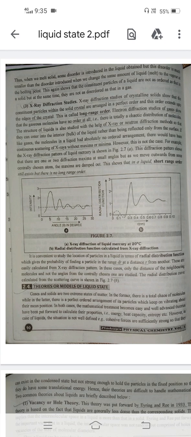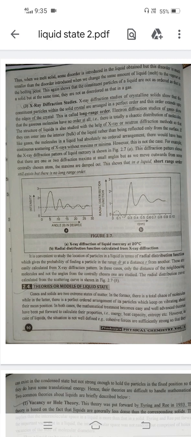2.4 Theories or models of the liquid state. Gases and solids are two extreme states of matter. In the former, there is a total chaos of molecules, while in the latter, there is a perfectly ordered arrangement of particles which keep on vibrating about their mean positions. In both cases, the mathematical treatment becomes easy, and well advanced theories have been put forward to calculate their properties, that is, energy, heat capacity, entropy. However, in the case of liquids, the situation is not well defined.